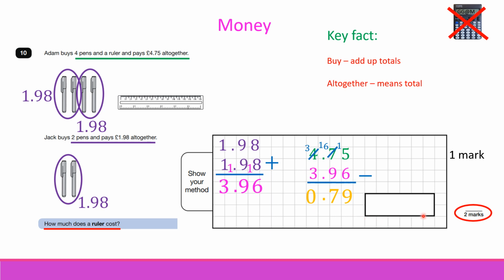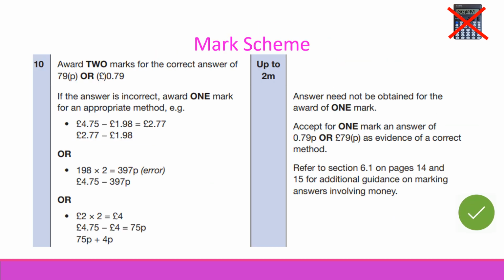Now we've got to write our answer in the box here. So I've got an answer of 0.79, which means £0.79. We can write that with a pound symbol at the front, £0.79, or you could have written 79 pence. Both answers would be correct. So it doesn't matter whether you wrote your answer in pounds or in pence, because it just says how much does the ruler cost, and it is 79 pence or £0.79.